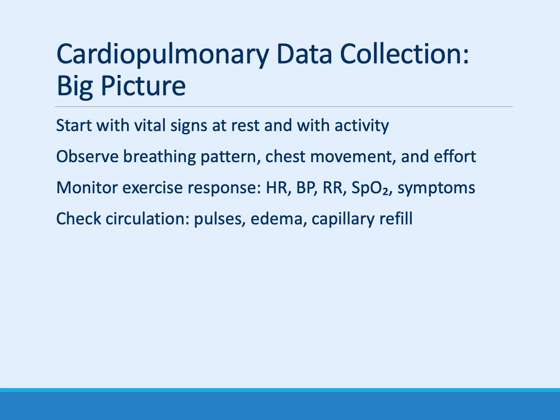For cardiopulmonary data collection, you want to think about a sequence that starts with vital signs at rest and then vital signs with activity. Then we'll look at breathing pattern and chest wall movement, and then symptoms present with exercise, and then finally peripheral circulation. So you're checking heart rate, blood pressure, respiratory rate, oxygen saturation, and sometimes temperature in the clinical field or scope that we're looking at here.